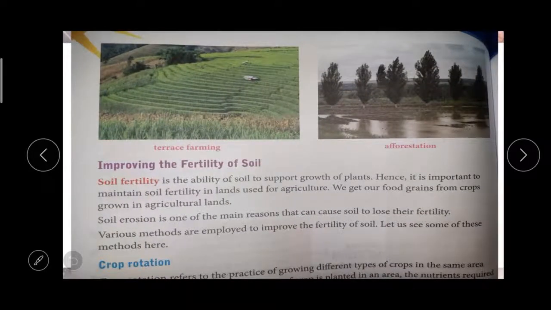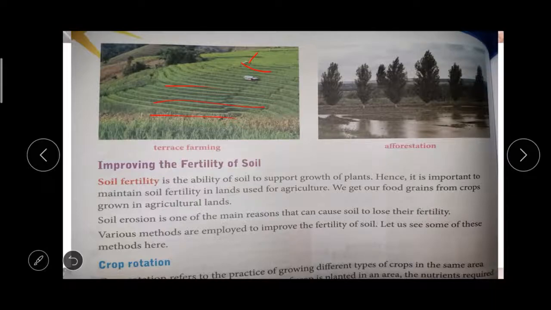See, this is terrace farming, right? See, it is a hill. They made it in a stepwise manner. From the first step, the water flows and the soil is deposited. Like that, they prefer terrace farming to prevent soil erosion.